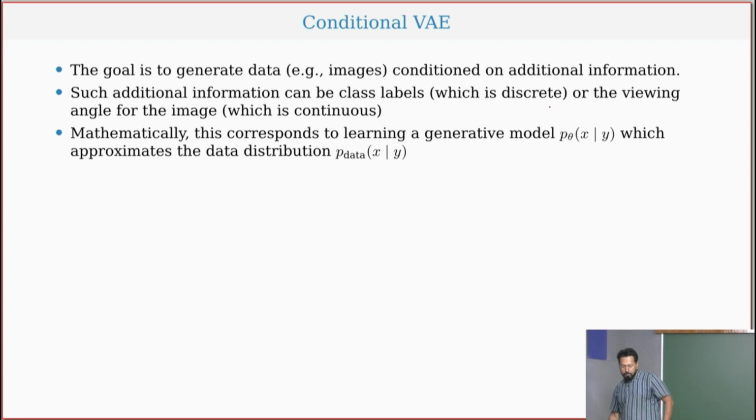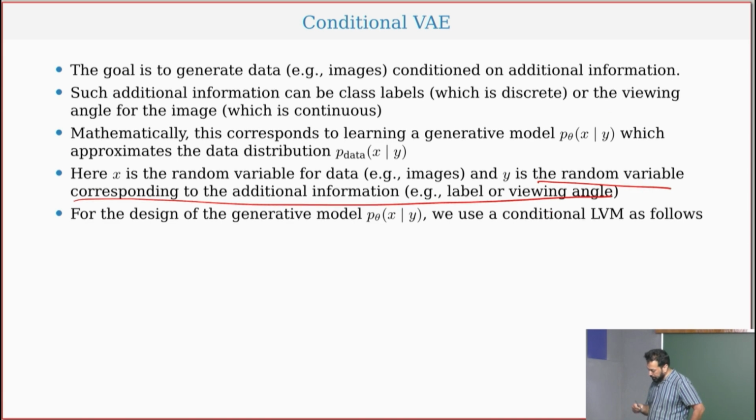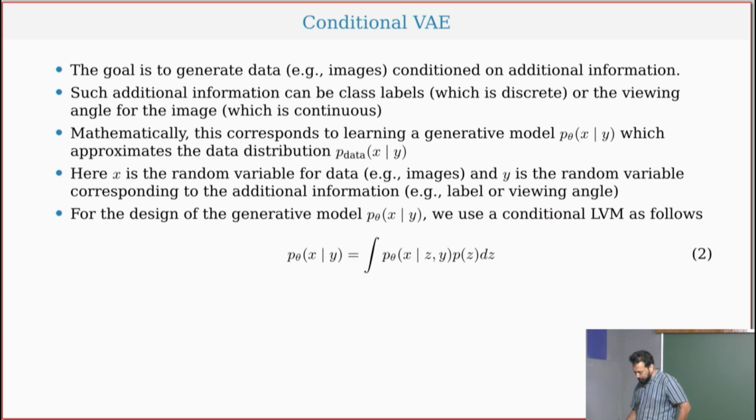So mathematically there is not much change. This corresponds to the generator now having a class condition. Here the class is y. So given y, it is now supposed to generate x. Previously it was generating x from random samples, but here also it can have some random sample to create variations. So y is the random variable that corresponds to the additional label or view angle, discrete, continuous, and so on. So we can have a similar approach to what we had before.